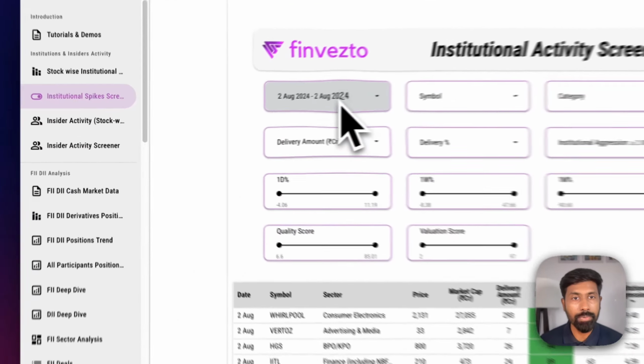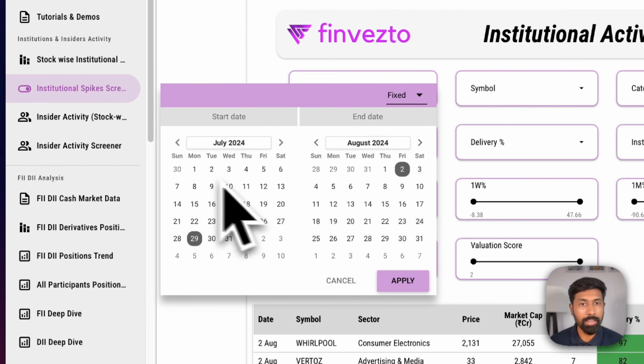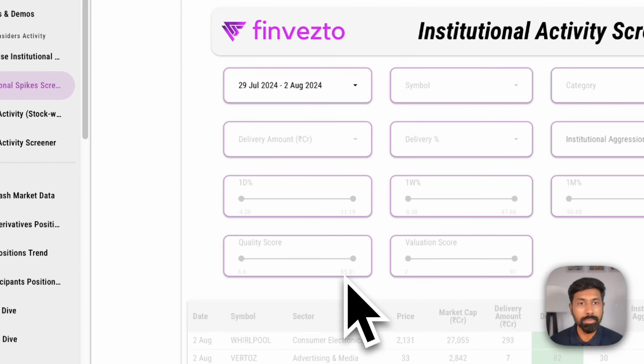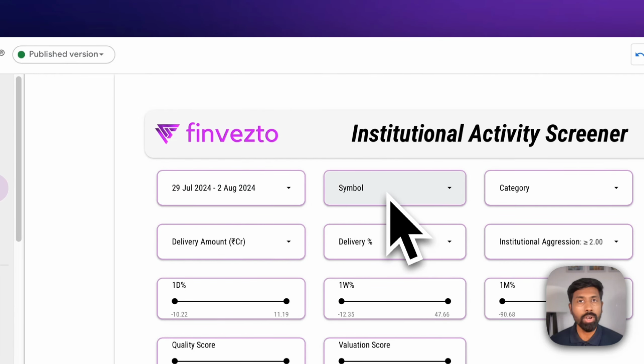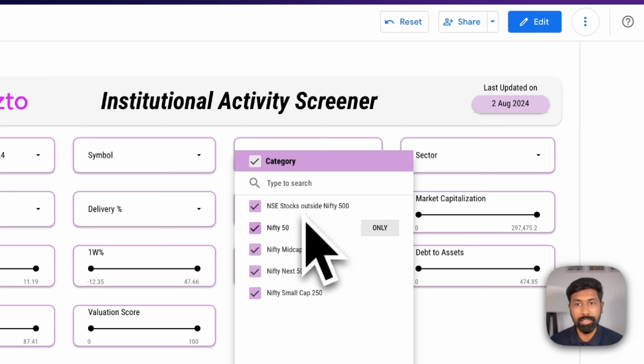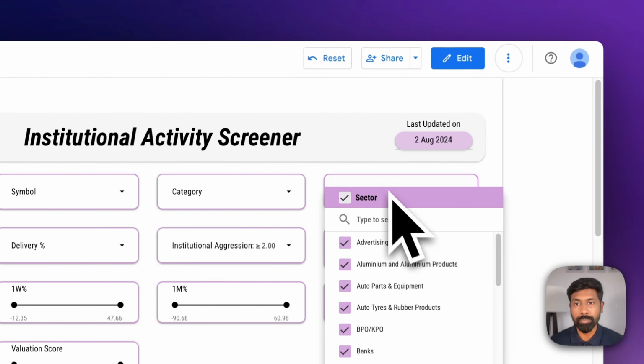Here you have a date filter. For example, today is August 3. We will see which stocks have witnessed institutional activity between July 29 to August 2, that is last week. I'll just put a filter 29 July to 2nd August. You will find the common filters. You can filter symbol wise, you can filter based on category, Nifty 50, mid caps, and so on. You can also filter based on sector.